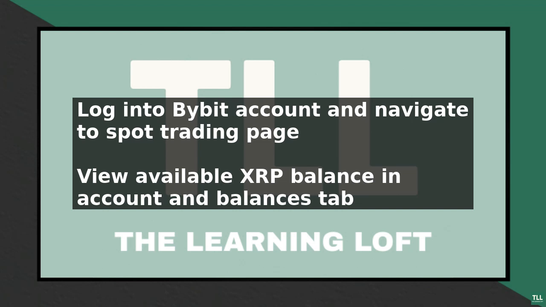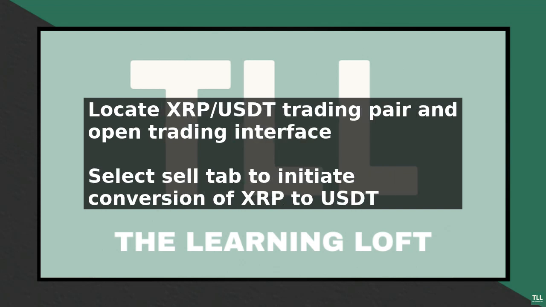By default, the interface will be set to the market order type. Since you want to convert XRP to USDT, you will be selling XRP, so you need to click on the Sell tab. In the Sell tab, you will see the market and limit order options. For a straightforward conversion, select the market order option. This will allow you to sell your XRP at the current market price.